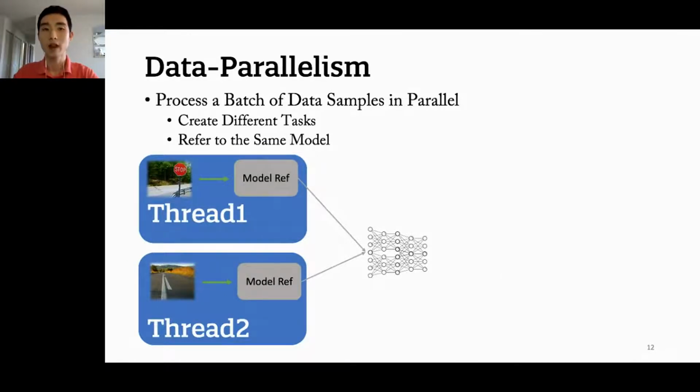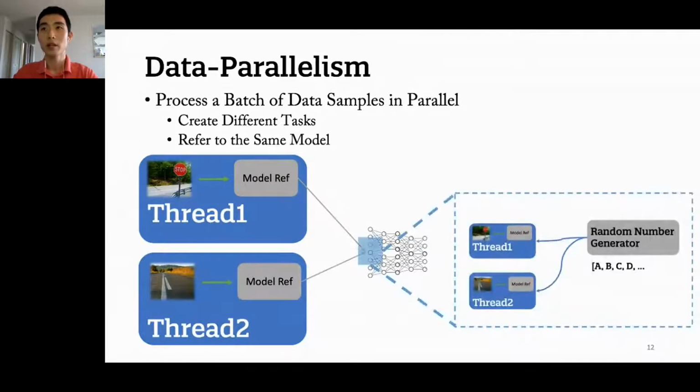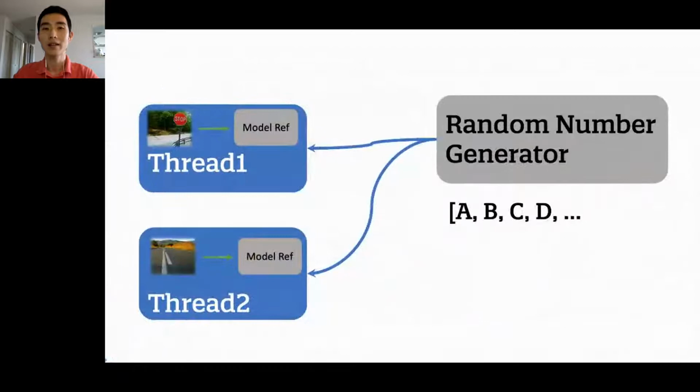That is, there is only one instance of the model during the one execution. To review the problem, let's zoom in a bit. Suppose that the model has a random number generator, and there are two threads trying to acquire random numbers from it. And let's assume that the random number generator is going to produce the numbers A, B, C, and D. I will show two possible execution results to illustrate the problem of non-determinism.